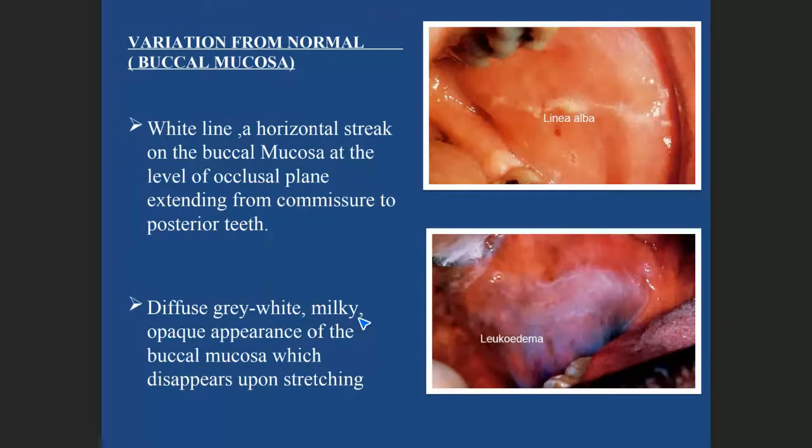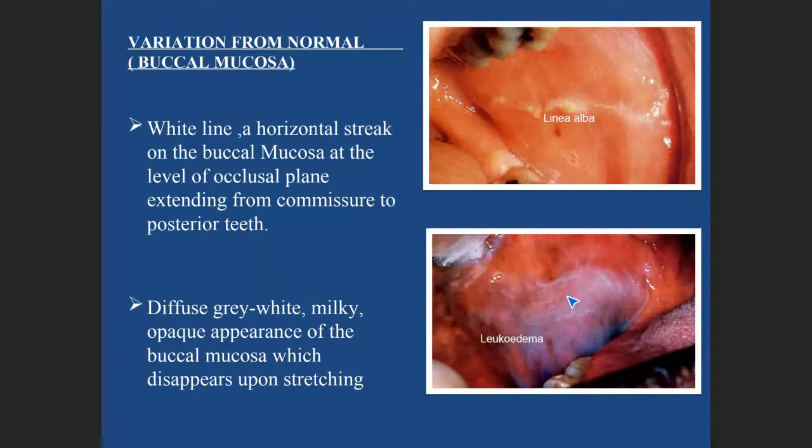Okay, these are the normal variations which you see in the buccal mucosa. The first one is a linea alba. This is a white line, a horizontal line along the occlusal line, extending from the commissure up to the retromolar region or the posterior. The next one is leukoedema.